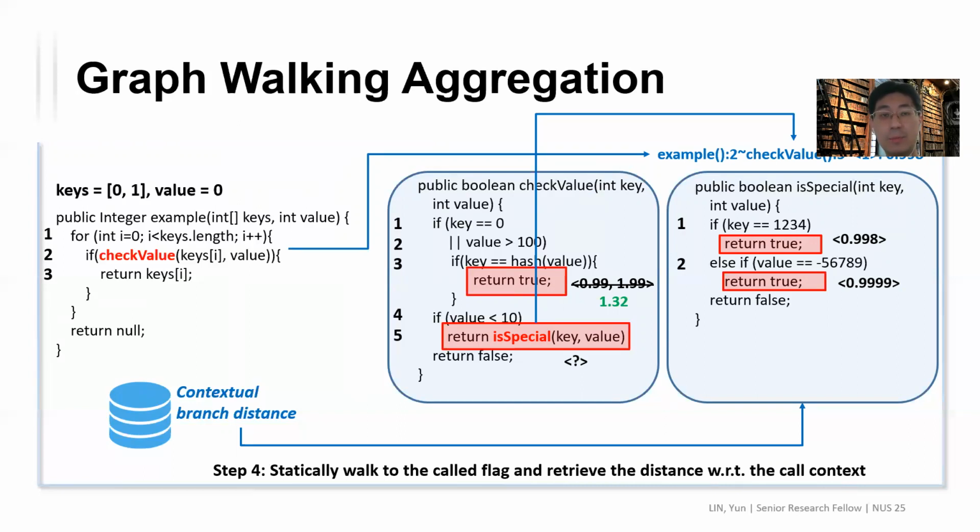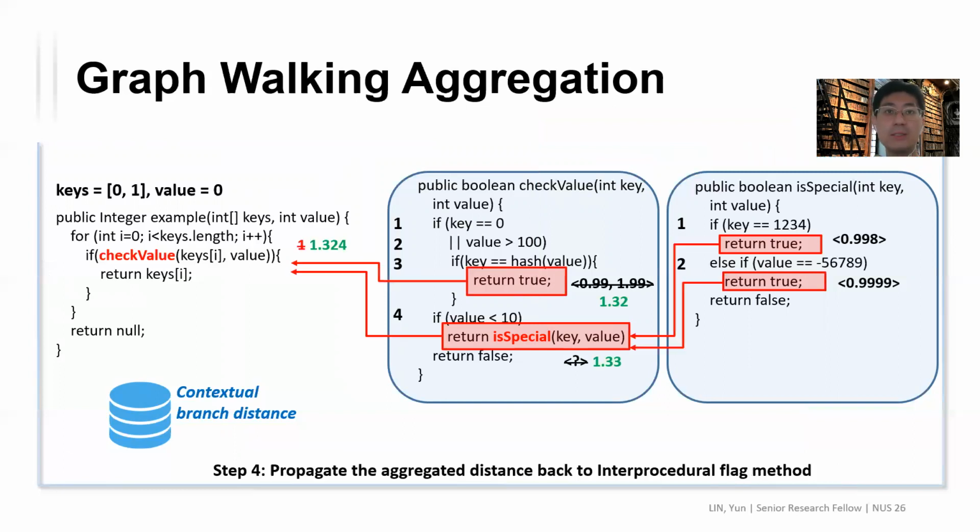In this example, the method example should call the method checkValue at the call site of line 2, and the method checkValue should call the method isSpecial at line 5. We only use this branch distance. We only use the branch distance with such call context.